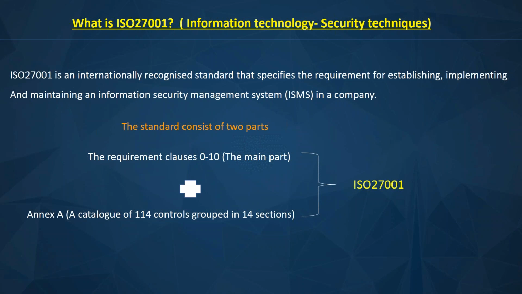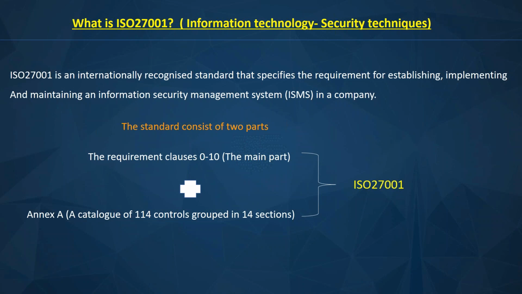We have the clauses, which are the main part, and then we have Annex A. If you open to page 10, you can see the reference control objectives and controls. So if you open to page 10, you will see it there. That's Annex A. We call it Annex A.